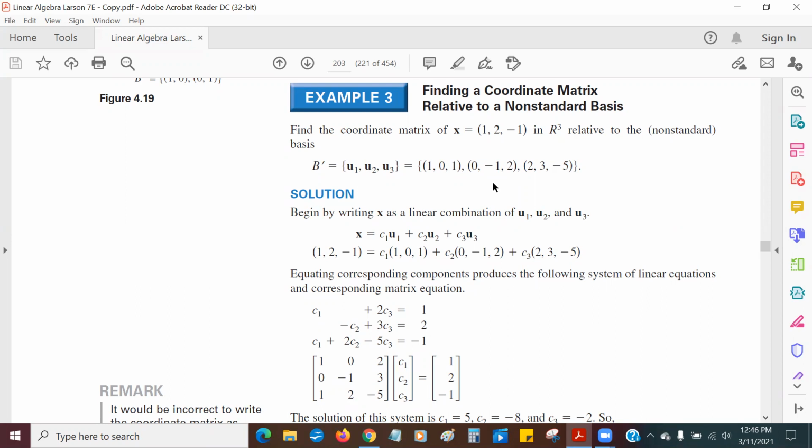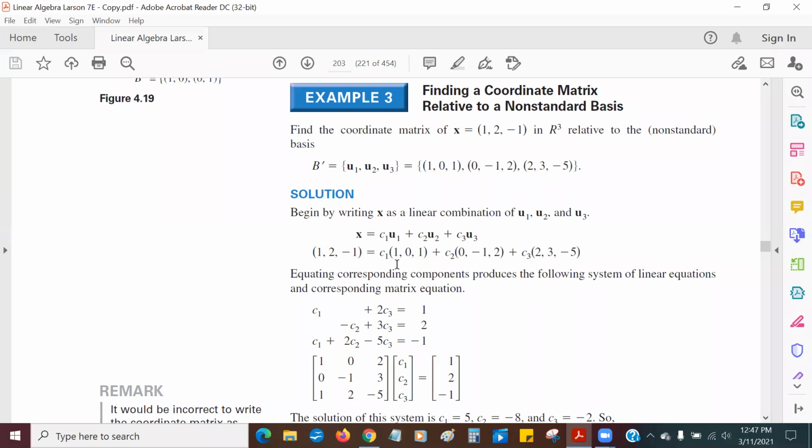So we begin by writing X as a linear combination of these 3 vectors here. So (1, 2, -1) is going to be some scalar times (1, 0, 1), plus another scalar times (0, -1, 2), and so on and so forth. Now if I multiply this out, I would get C1 times 1. That would be in the first component. C2 times 0 will be inside the second component. C3 times 2 will be inside the third.